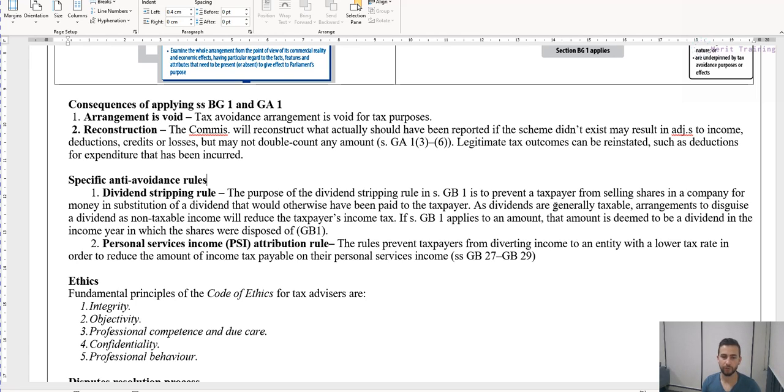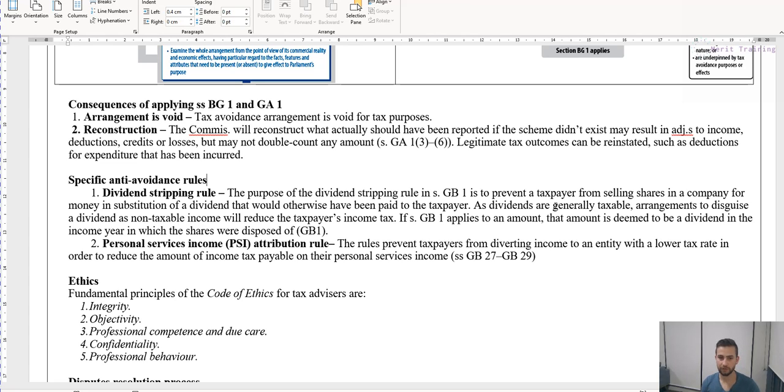So the other really important anti-avoidance rule that we want to talk about is personal services income attribution, or PSI. And you might have heard of this. I actually mentioned it in the last video. It's basically when you've got an individual who's at a high tax rate. So the highest rate is 33%, right? Whereas companies are taxed at 28%, or maybe they can get an even lower tax rate in a different entity.